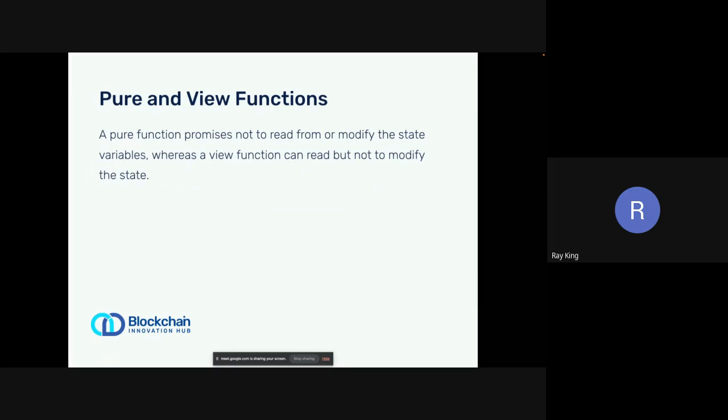Now, we would also look at pure and view functions. A pure function promises not to read or modify the state variables, whereas a view function can read but not modify the state.